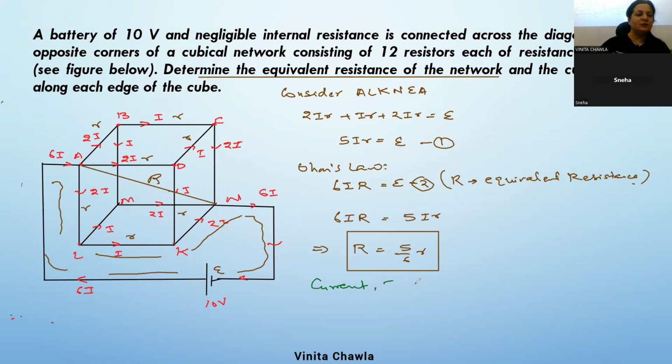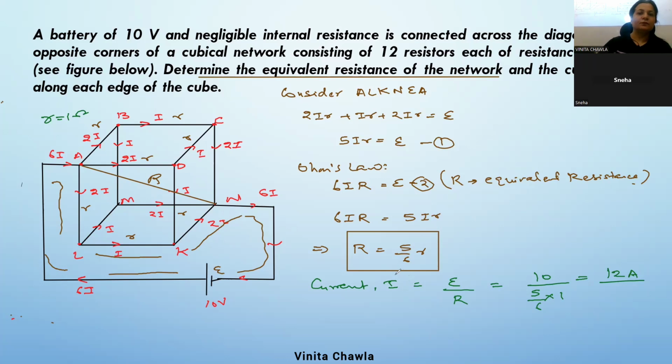Current I is equal to E divided by total resistance. Total resistance is the equivalent resistance. Okay, so E is 10 and total resistance is 5 by 6 into small r. What is the value of small r? It's 1 ohm. Put the value here. So you'll get the current, 12 ampere. So 12 ampere is the value of I.